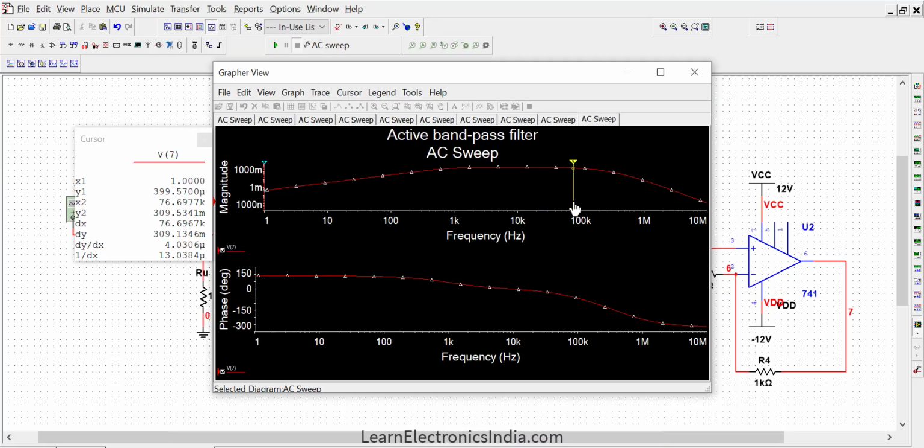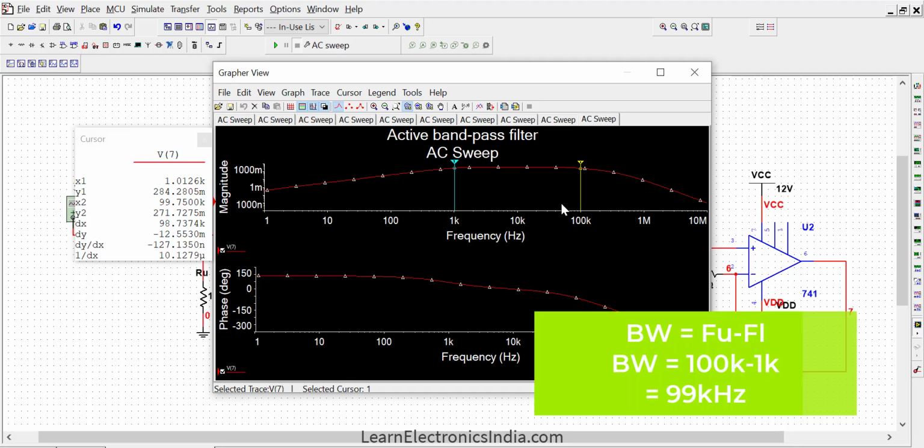As we can observe from the graph, all the frequencies below 1 kHz and above 100 kHz are getting blocked, and only the frequencies between the range of 1 kHz and 100 kHz are allowed to pass through the circuit. Hence the bandwidth of this circuit is given by this formula. After substituting the higher cutoff frequency and lower cutoff frequency, we get the bandwidth as 99 kHz.